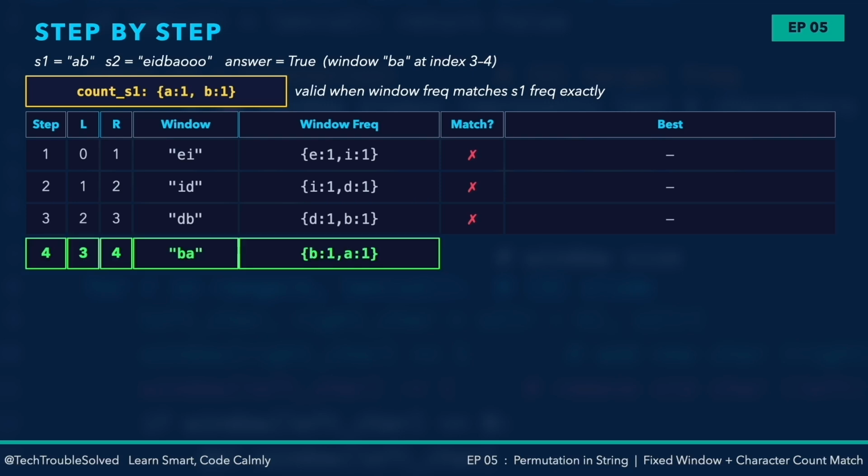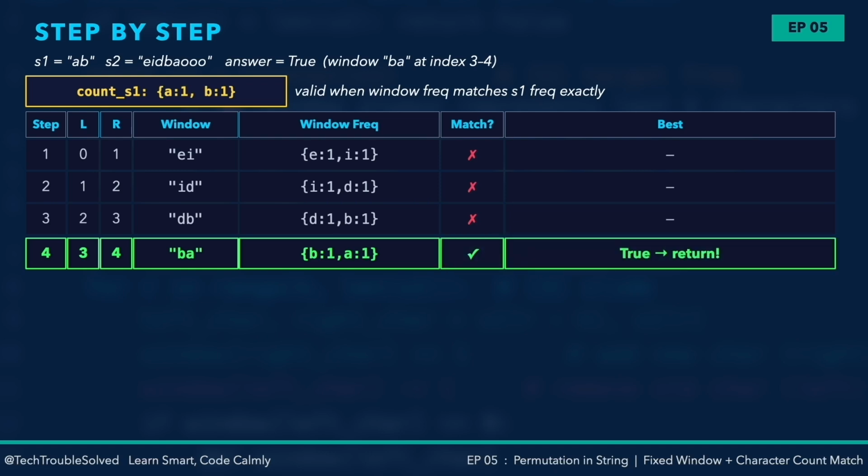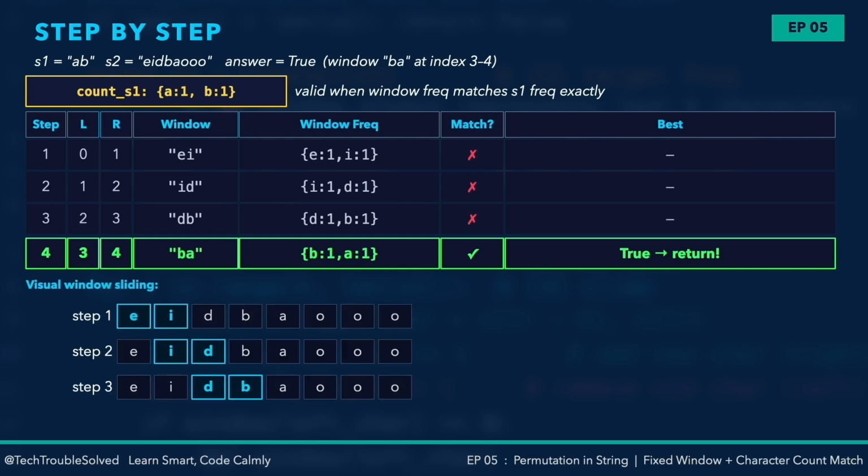Now step 4. L is 3, R is 4. Window is BA. Window frequency is B with 1 count and A with 1 count. Does B1 and A1 equal A1 and B1? Yes. Return true. Found it. 4 steps. Now look at the visual. Watch the window slide. The window just moved forward, one step at a time, never went back.